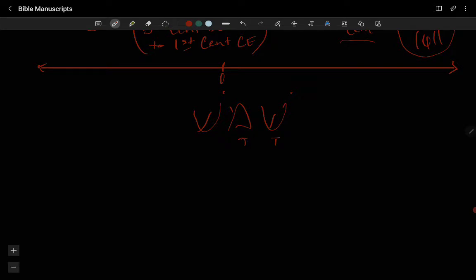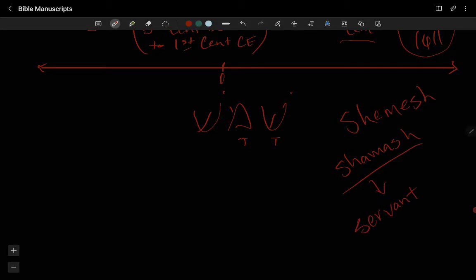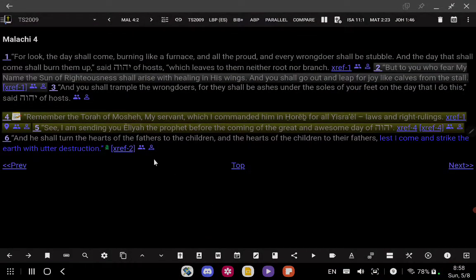These things that look like little T's underneath change it from Shemesh to Shamash. And it's interesting that the word Shamash means servant. So now let's go back to here, and instead of son, let's read it as servant. But to you who fear my name, the servant of righteousness shall arise with healing in his wings.